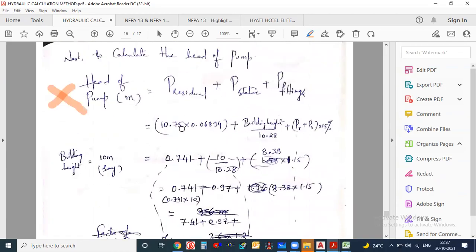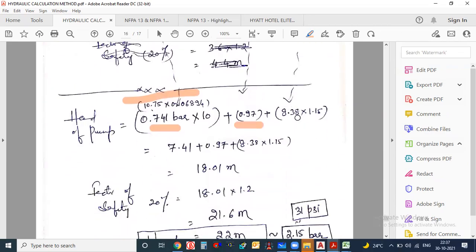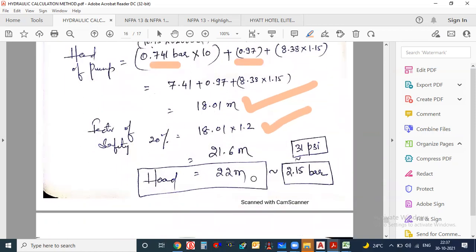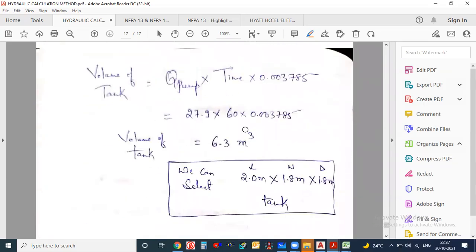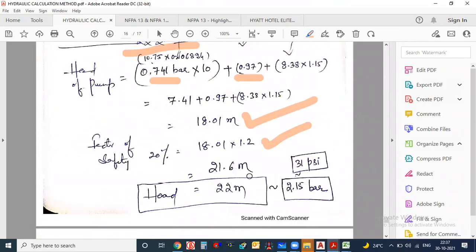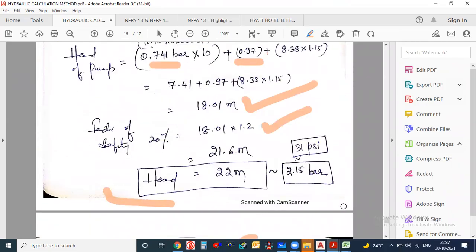Next, fittings: residual plus static into 15% I will add here. So 8.38 into 1.15, you will get some value, 18.18. Just add 20% factor of safety, you will get some head value, psi, bar. Then volume of tank. So these things, you can skip this, but up to this point, it is okay.